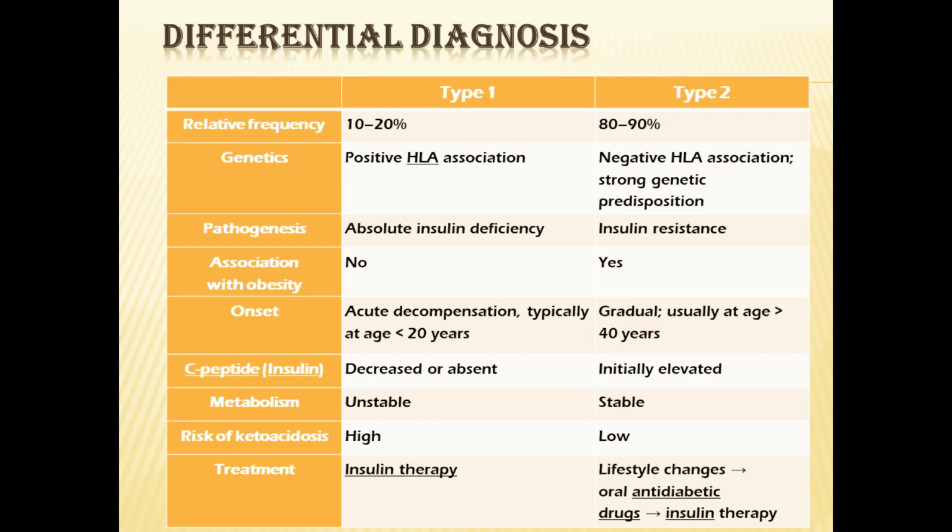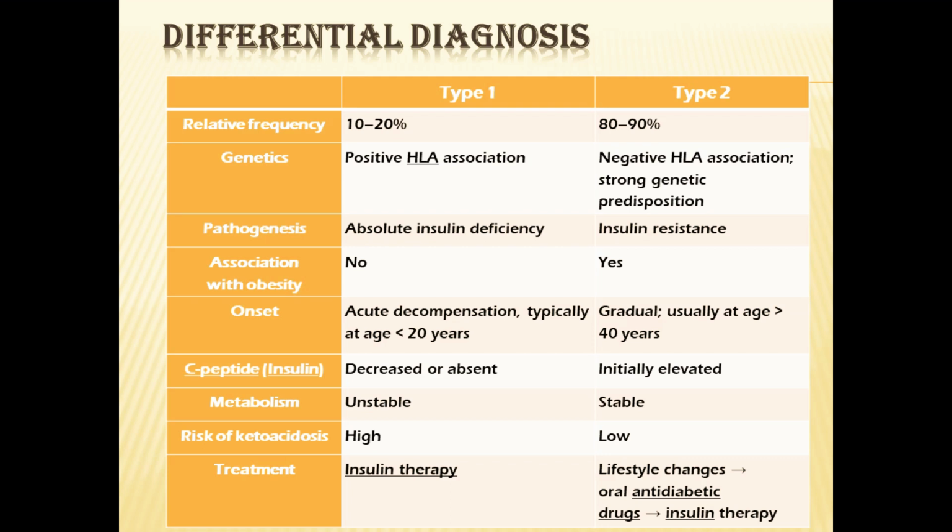insulin resistance. Type 1 has no association with obesity, whereas type 2 is strongly associated with obesity. The onset of type 1 is an acute decompensation, typically at an age less than 20 years, whereas in type 2 there is a gradual onset, usually at an age greater than 40 years. The C-peptide is decreased or absent in type 1, whereas it is initially elevated in type 2. The metabolism is unstable in type 1, whereas type 2 is stable.